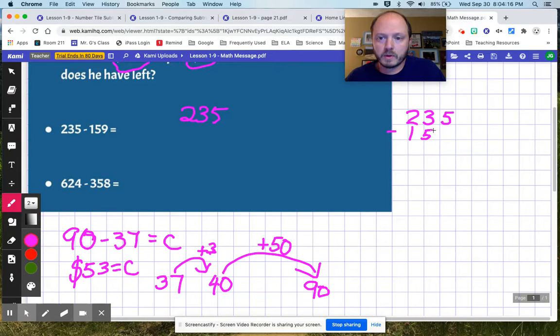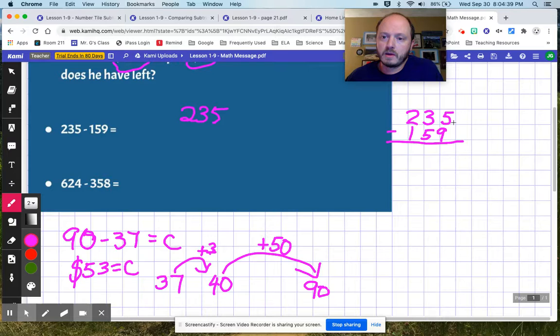I'm hoping my pen tool cooperates so I can write neat numbers for all of us to see. Now, traditional subtraction is where we start in the ones place and we might need to do some regrouping. We might need to say, okay, can I subtract 5 minus 9?